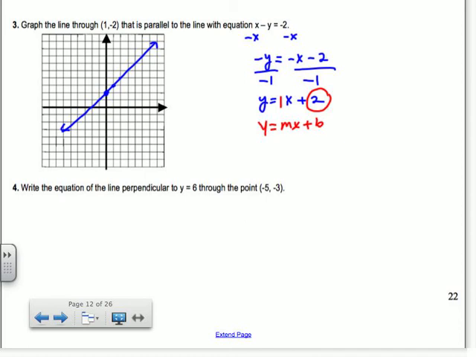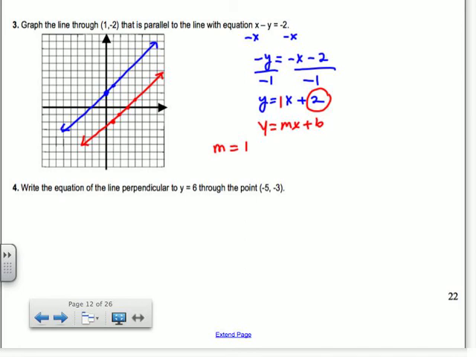All right, we want the line that's parallel through (1, -2). So (1, -2) is right here. So I want the same slope. So my slope was 1 before. I want the same slope. So I'm going to go up 1, right 1, up 1, right 1, up 1, right 1. So when you do that, you should get the exact same slope. It should look parallel.